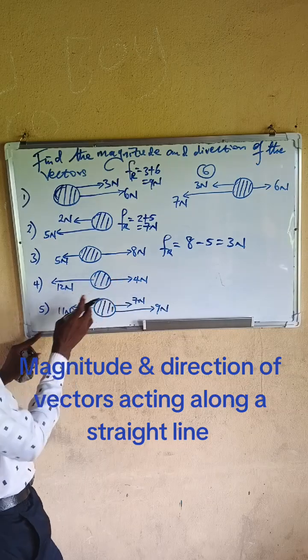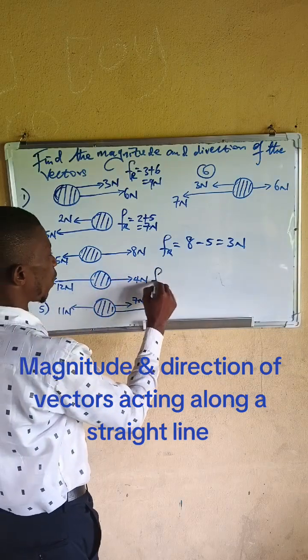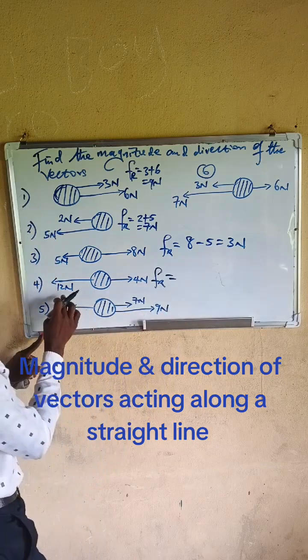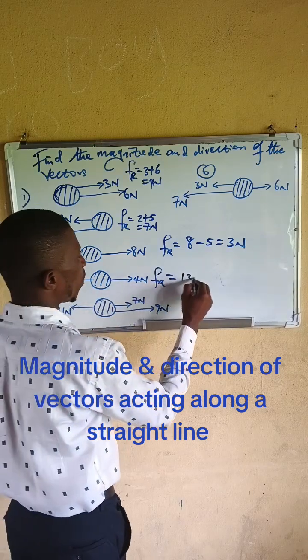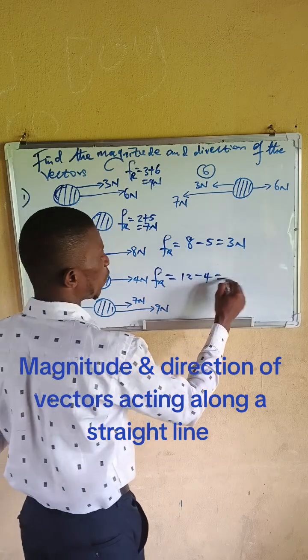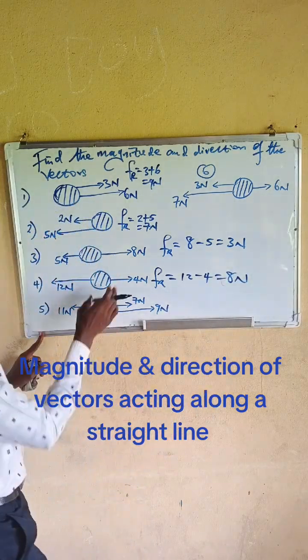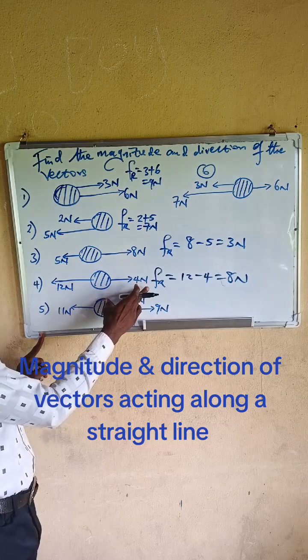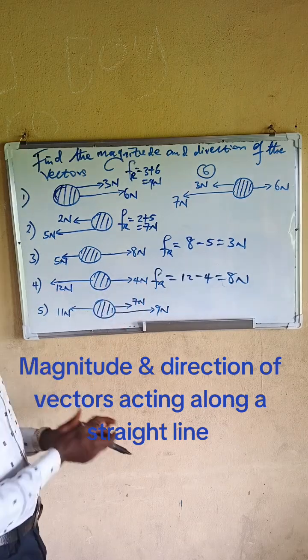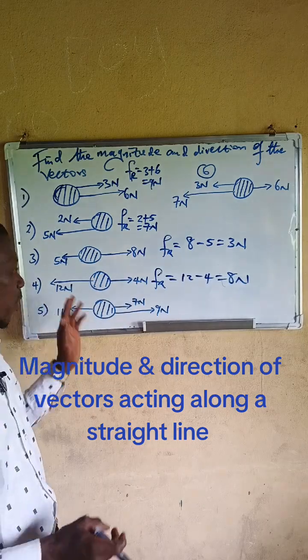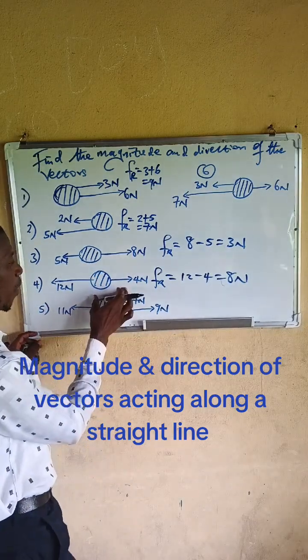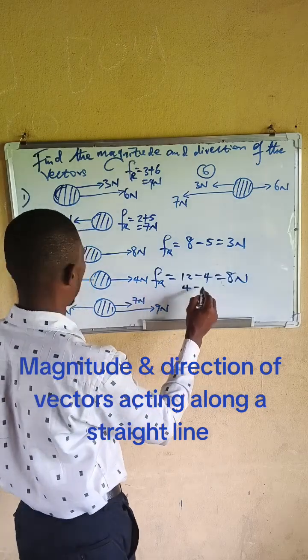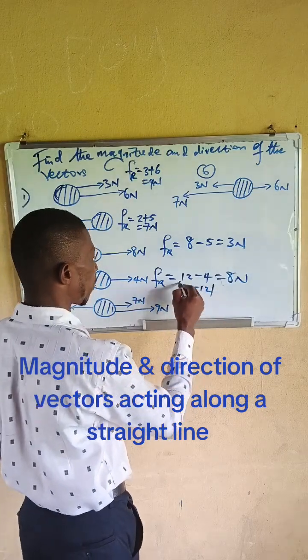Look at this one. The magnitude of the vector here is going to be 12 minus 4, and that is 8 Newton. That is the magnitude of the vector here. So what is the direction? The direction is towards the left. Some can also solve this problem as 4 minus 12 in absolute value.